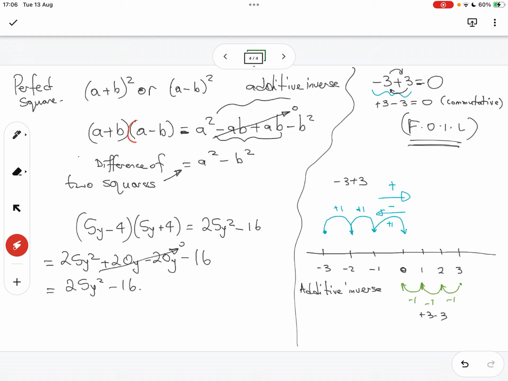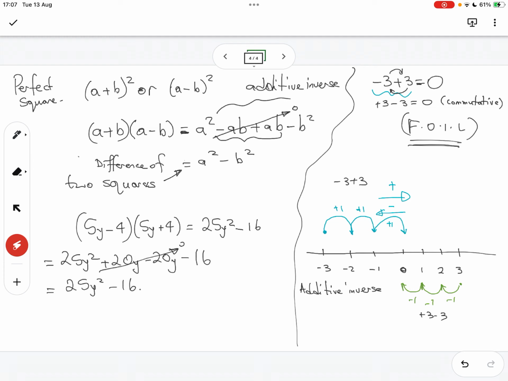Just understand, when I have a plus b in a bracket multiplied by a minus b in another bracket, that will give me the difference of two squares, which is just I square the first term and I square the second term, but I multiply by negative because of these differences in signs. So perfect square and difference of two squares differ like that. And they differ because somewhere when you're doing the math, you get additive inverses, meaning a number subtracting the same number as itself so that the answer is 0.